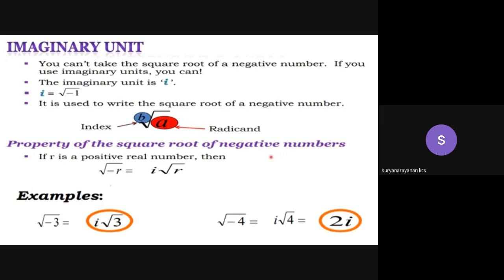How can you denote the square root of a negative number? Suppose r is a positive real number, then the square root of -r is written as i into the square root of r. Understood this point, my children? For example, let us take some examples. Square root of -3. Here 3 is a positive real number. Then the square root of -3 is written as i into the square root of 3.